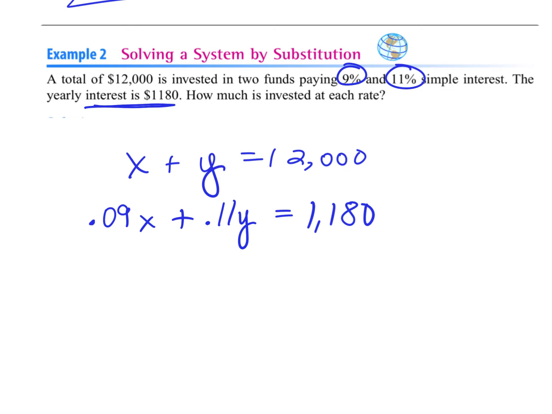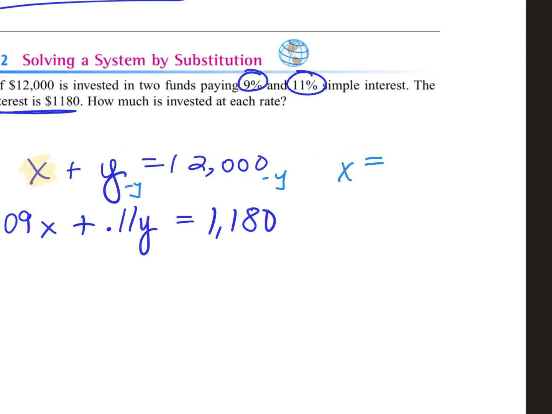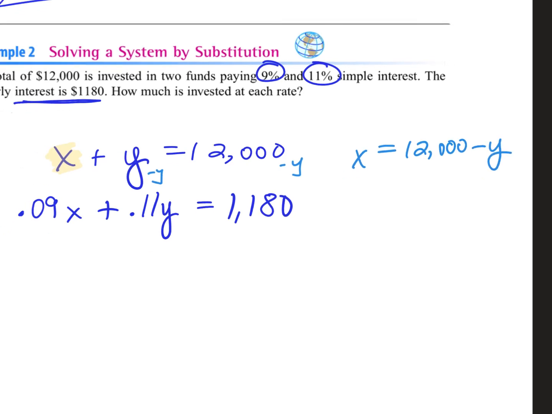Want to solve for X? Okay. So if I'm going to solve for X, what am I going to do with Y? Okay, we're going to subtract. I'm going to subtract the Y from both sides. So do you guys agree that this equation now says X equals 12,000 minus Y? Okay.